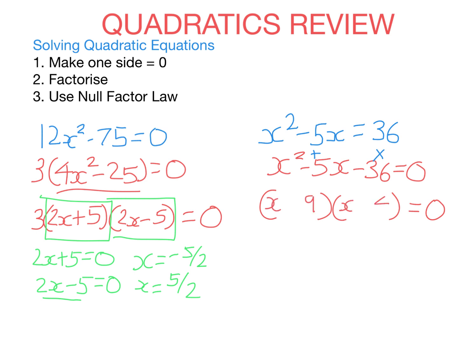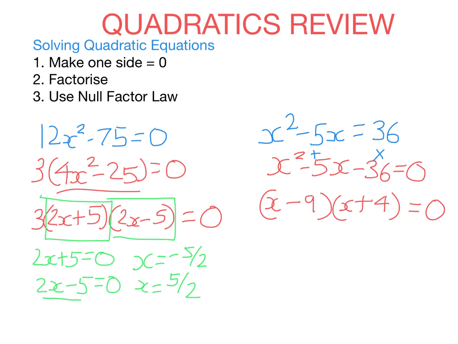So how do I get 9 and 4 to add to negative 5? Well, I can just make this a negative and this a positive. So negative 9 times 4 is negative 36. Negative 9 plus 4 is negative 5. So I have factorised this and step 2 is done.